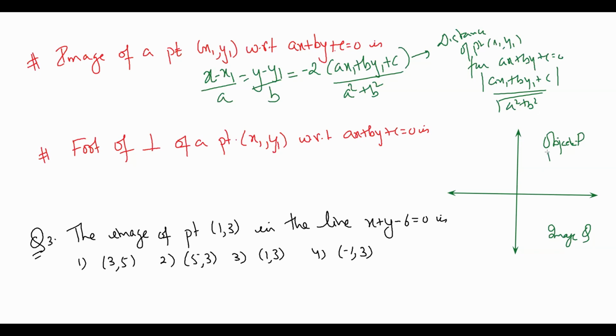What we have done, that image is always on the line perpendicular to the given line. First concept is this. And second concept is that this foot is always the midpoint of object and image. Therefore, we can obtain one more formula from here.